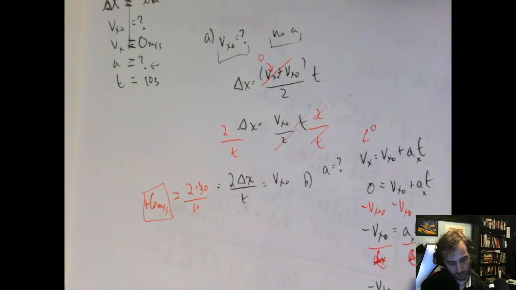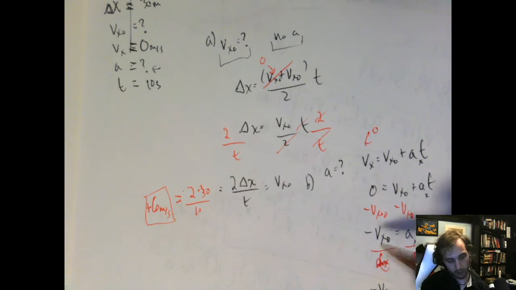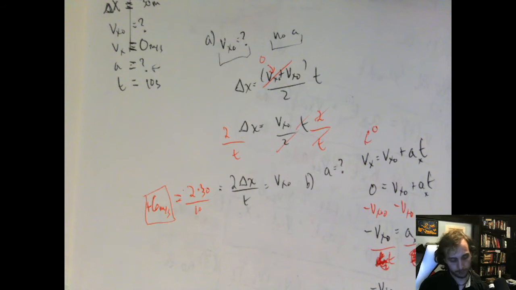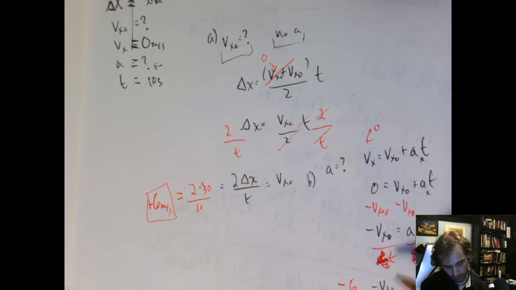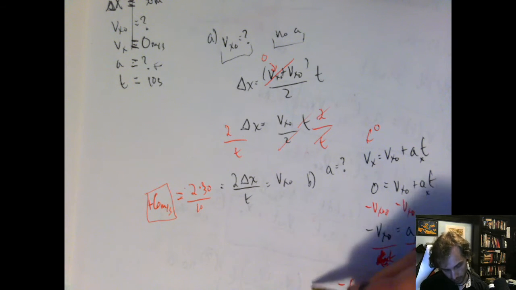So we'll get Vx naught divided by time. And I'm actually going to completely rewrite this, is equal to our acceleration, which in this case is minus in front of a 6 divided by our time of 10. So our acceleration was negative 0.6 meters per second squared.